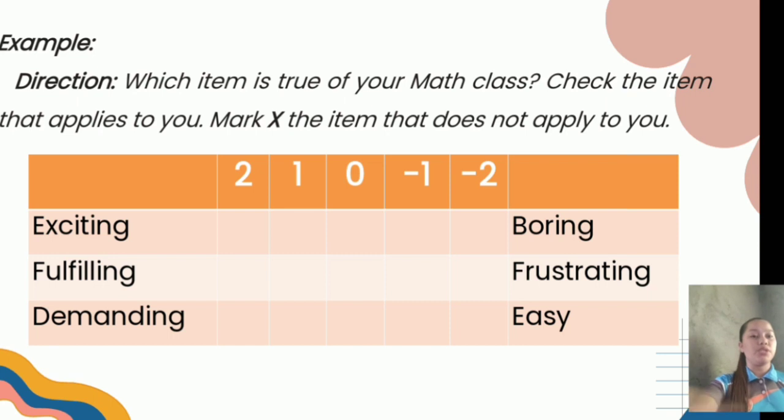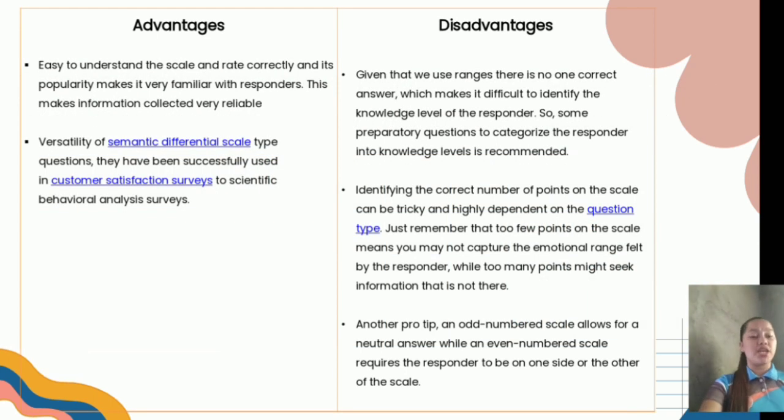Okay, so let's proceed. Here are the advantages and disadvantages of the semantic differential. First are the advantages. Advantage number 1: easy to understand the skill and rate correctly, and its popularity makes it very familiar to responders. This makes the information collected very reliable. 2. Versatility of semantic differential skill type questions. They have been successfully used in customer satisfaction surveys to scientific behavioral analysis surveys.